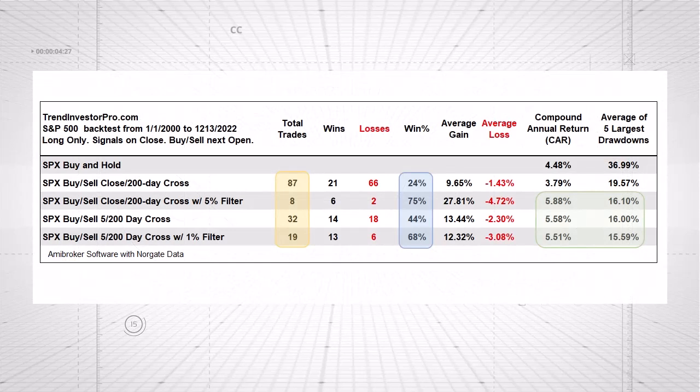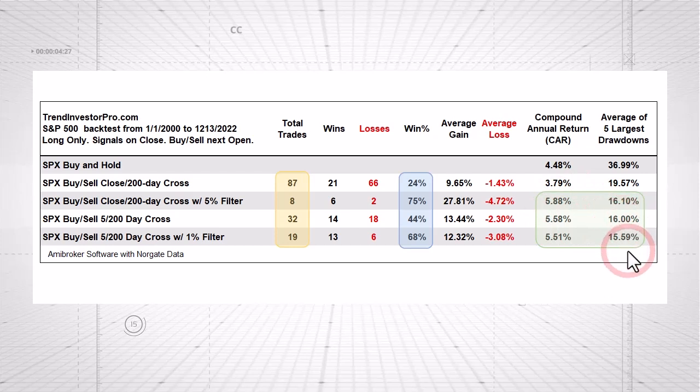So now let's look at these strategies and see how they compare against each other. I'm going to go over to the right first, and we'll look at the compound annual return and the average of the 5 largest drawdowns. You can see that the 5-200 cross, which is the white line there, the close-200 cross with a 5% filter, which is the middle line, and then the 5-200 cross with the 1% filter, the lower line, are all roughly the same. 5.51 to 5.88% compound annual return, drawdowns in the 16% area on average over the last 22 years. So there's nothing really differentiating here.